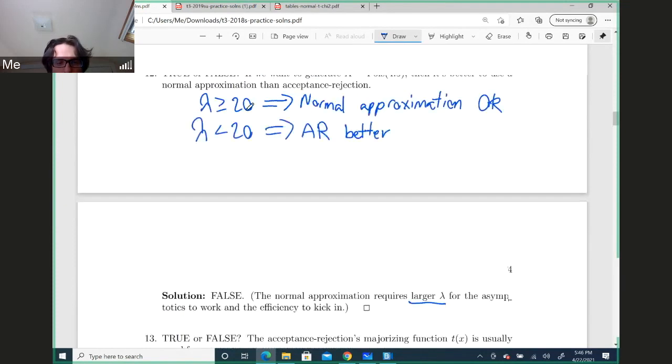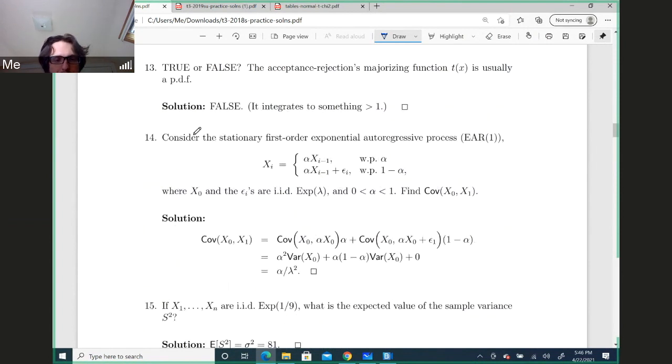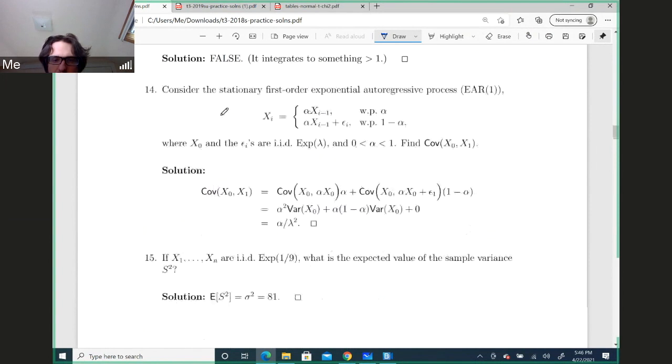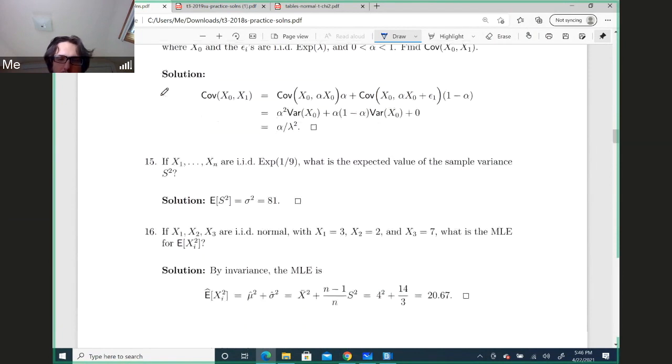Thank you. So question 13. The acceptance rejection majorizing function t of x is usually a PDF. This is false. This is just the definition of what the majorizing function is. There's not much else to say on that one. Next one, question 14. This is actually, I believe, testing content that is optional, so we're not going to go through that.